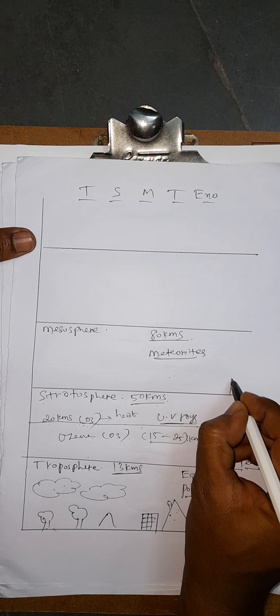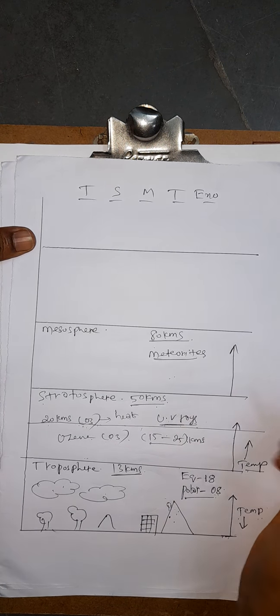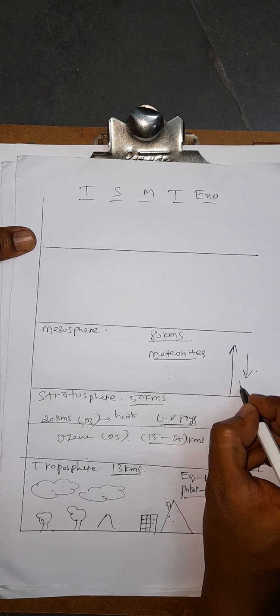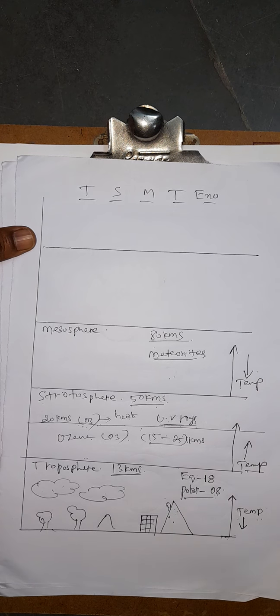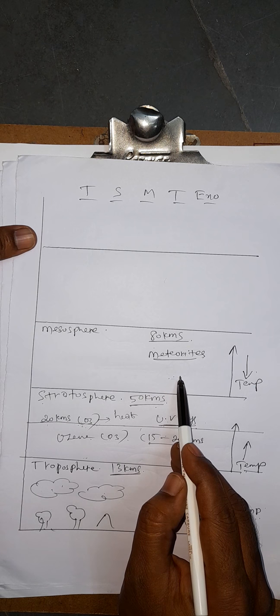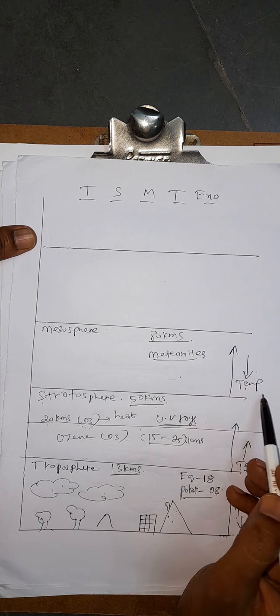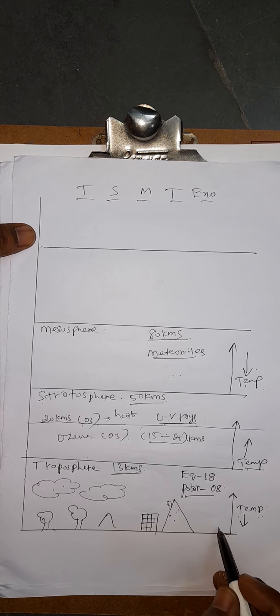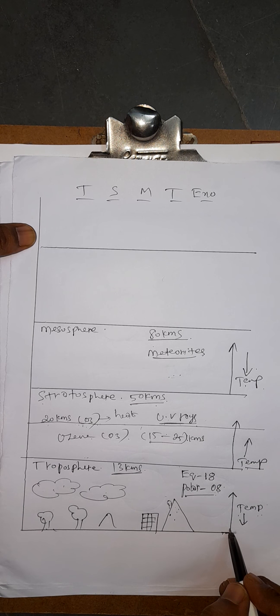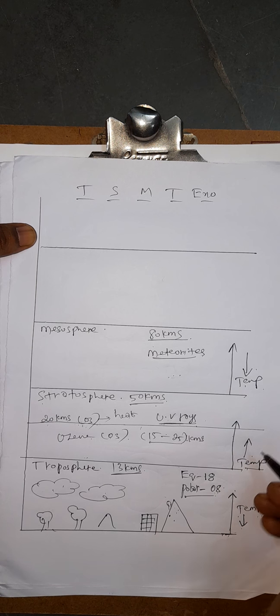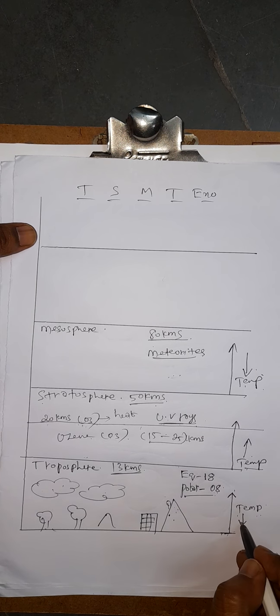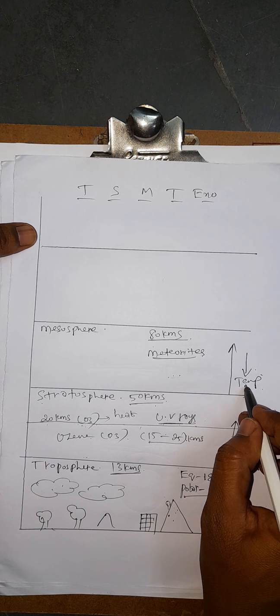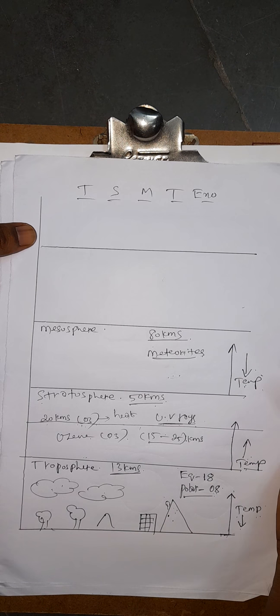Now the next is the mesosphere. On this side, we are seeing that as we go high, the temperature decreases, because there is nothing to absorb heat here. Guys, you have to observe one thing here. In the first layer, as we go high, temperature decreases. In the second level, it is increasing. In the third level, it is decreasing. Here: decreasing, increasing, decreasing. The next will automatically be increasing, isn't it?